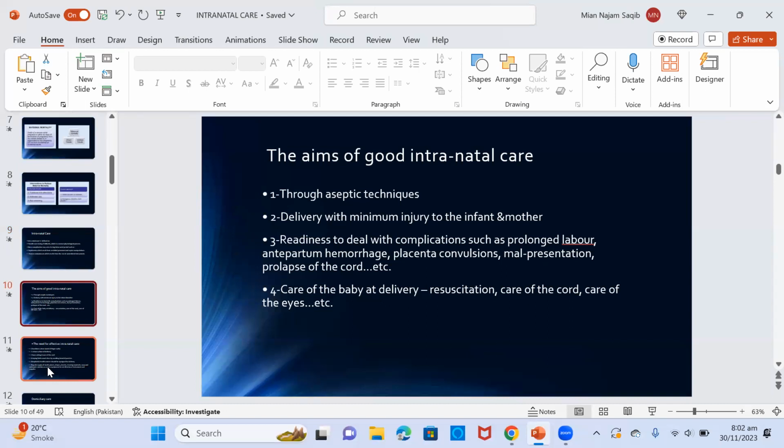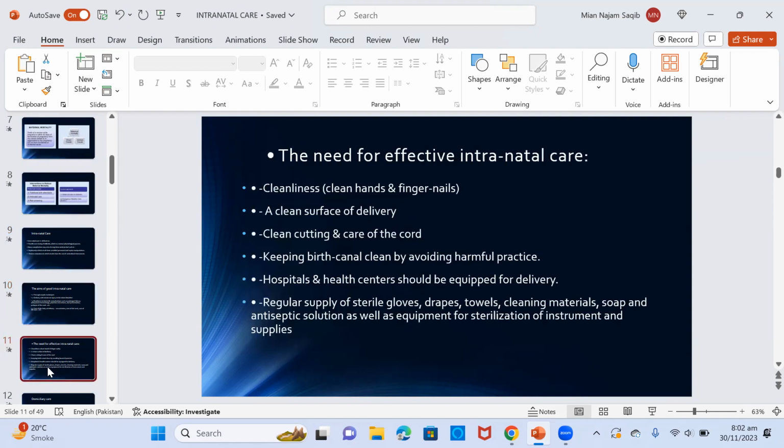And the aims of good intranatal care include 3 aseptic techniques, delivery with minimum injury to the infant and mother, readiness to deal with complications such as prolonged labor, antepartum hemorrhage, placental convulsions, malpresentation or prolapse of the cord, etc. Then there's care of the baby at the time of delivery, which includes resuscitation, care of the cord, and care of the eyes, etc.